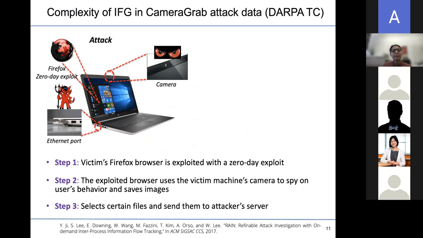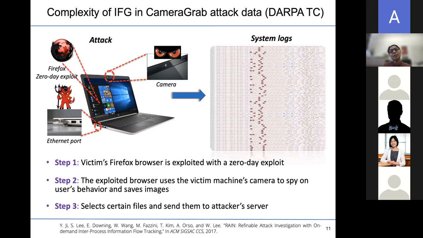The camera grab attack can be broadly divided into 3 key steps. In step 1, the victim's Firefox browser is exploited with a 0-day exploit. In step 2, the exploited browser uses the victim's camera to spy on the user's behavior and take some pictures. And finally, in step 3, out of all the pictures that were taken, a few images are chosen and sent to the attacker's server. So this is an example where the attacker is trying to access your camera in an unauthorized manner and take pictures using your camera, right?